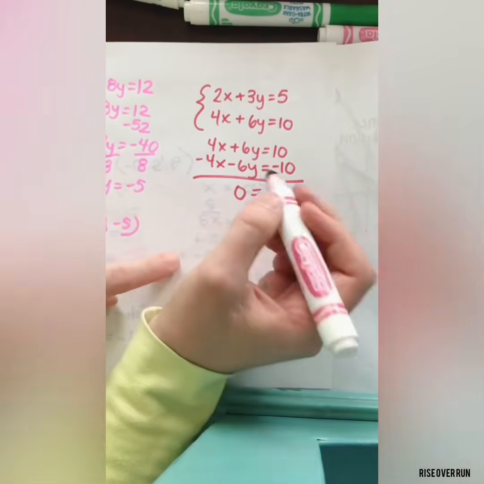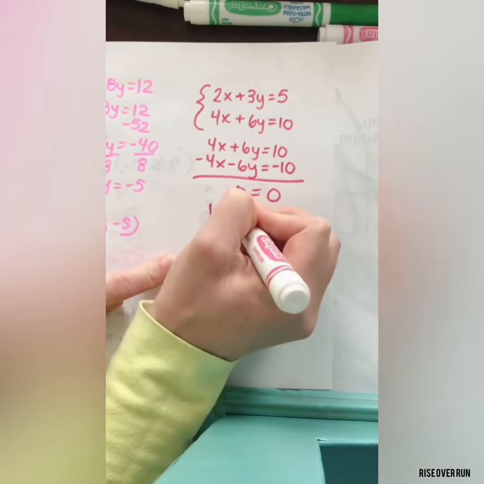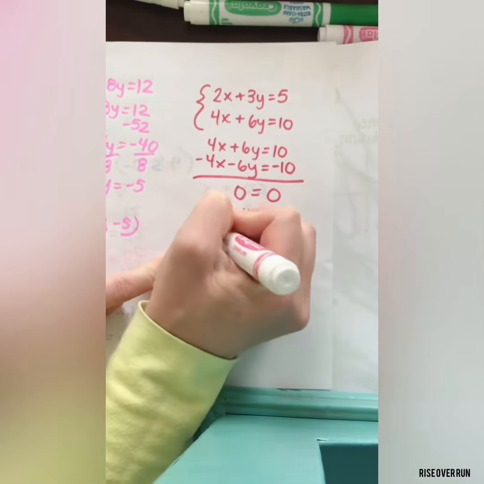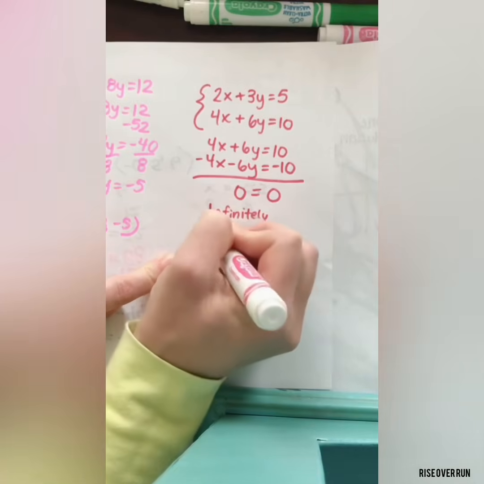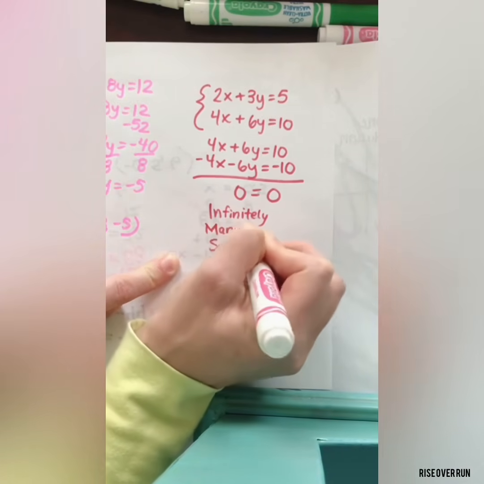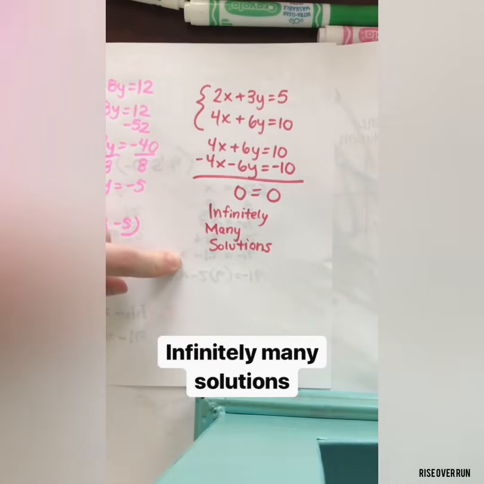This is not a no solution. This is infinitely many solutions. If we were to graph both of those lines, they would be the same line. So they share lots of points in common, and that's why they have infinitely many solutions.